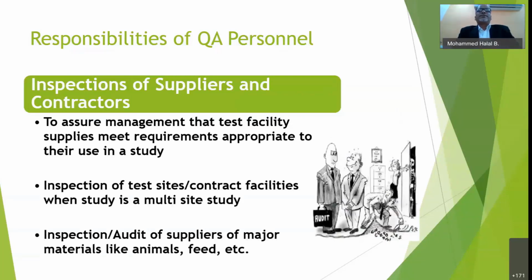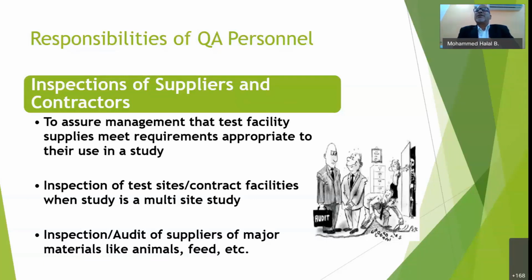Also, the responsibility of QA personnel includes inspection of suppliers and contractors. Sometimes it happens, not all the time. When you are buying stationery, whether that vendor has been approved by our facility or purchase department is not required. But for critical equipment used during the experiment by the test facility, we need to check who supplied those instruments, and whether they are genuine suppliers or not.